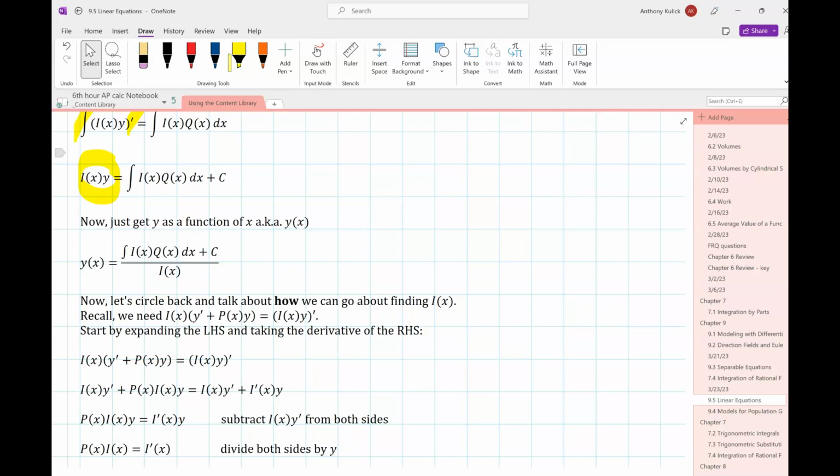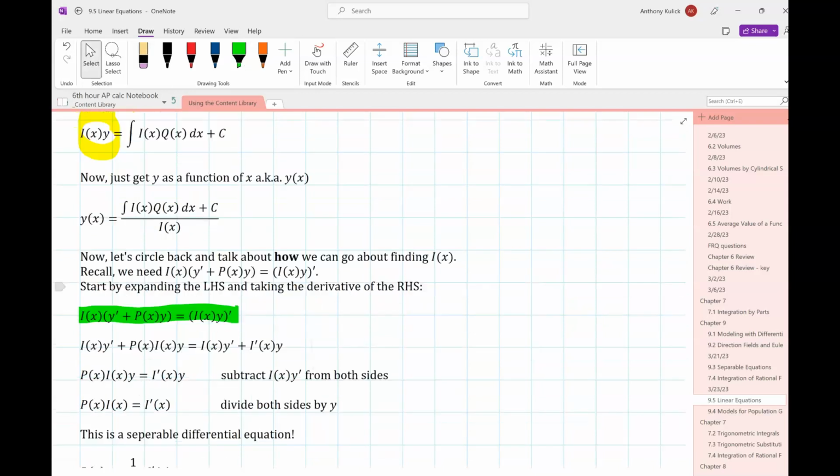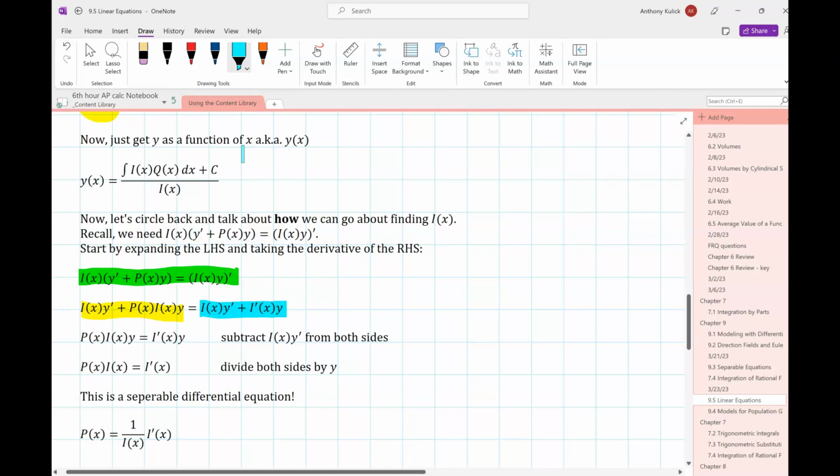Now it's time to really show how I am going to do that. We need this to work: when I multiply the I of x to the left-hand side, it needs to be the result of the product rule derivative of I of x times y. So I'm going to set those two things equal to each other. On the left-hand side, I just distributed the I of x through. On the right-hand side, I did the product rule derivative. Look at what happens here. I of x times y prime is on both sides. Subtract that from both sides and it just cancels out.